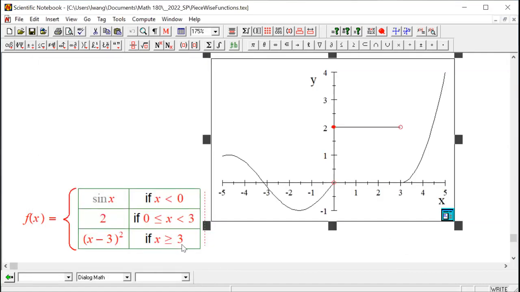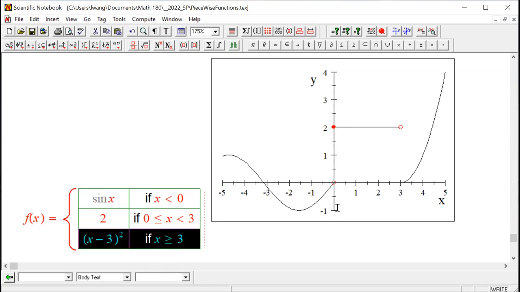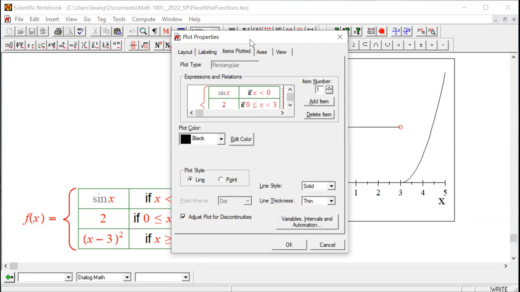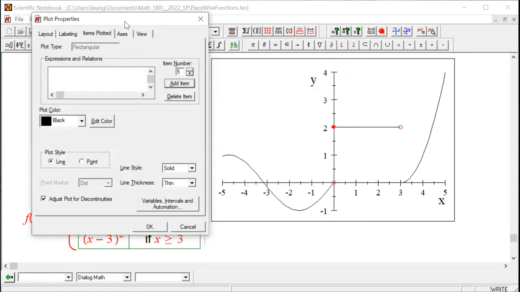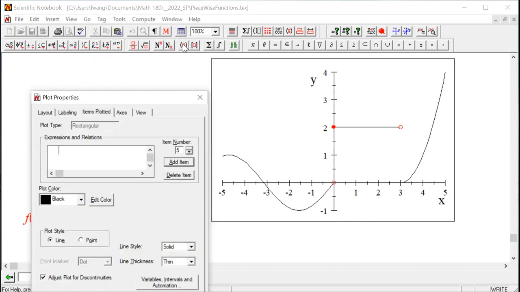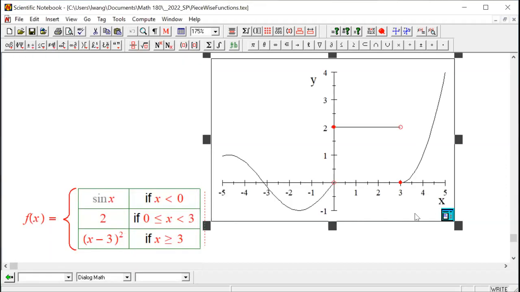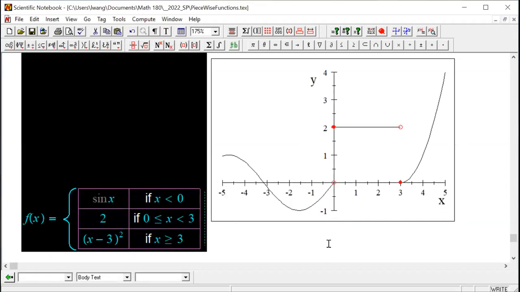The last one is for x greater than or equal to 3. When x equals 3, we can apply this rule. So on this piece of parabola, we have a dot at (3, 0), and that should be a dot in red. So that's the piecewise function for this function.